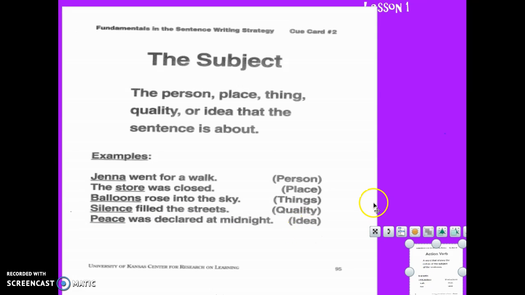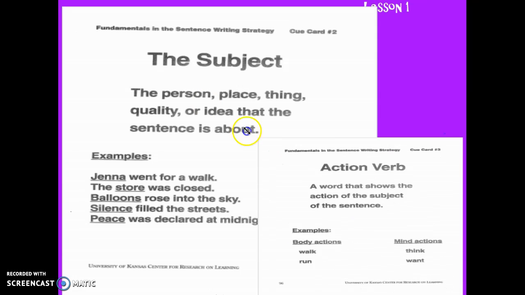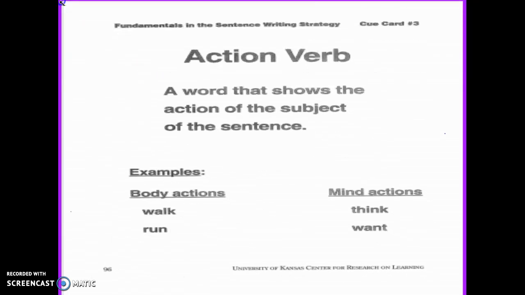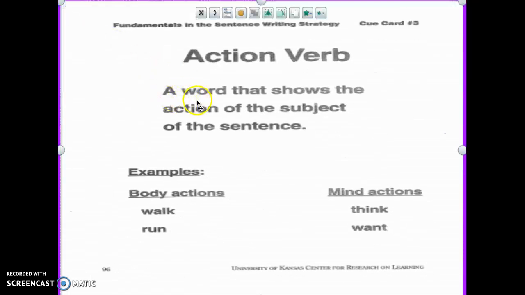Okay, and last but not least, let's talk about verbs. Action verbs are words that show the action of the subject of the sentence. So we've got body actions like walk and run, and mind actions such as think and want. Let's take a look at our practice.